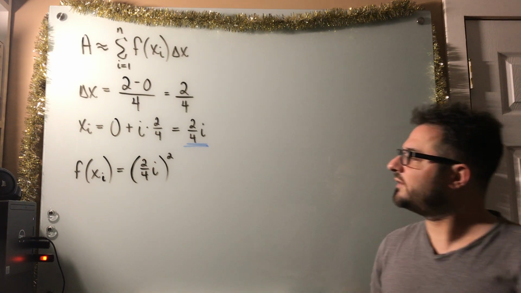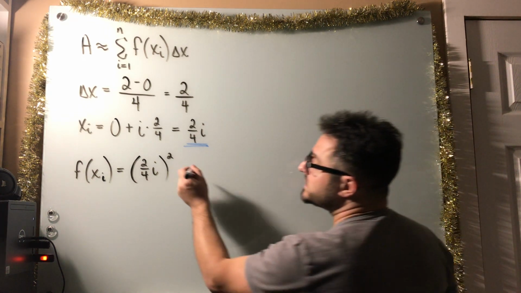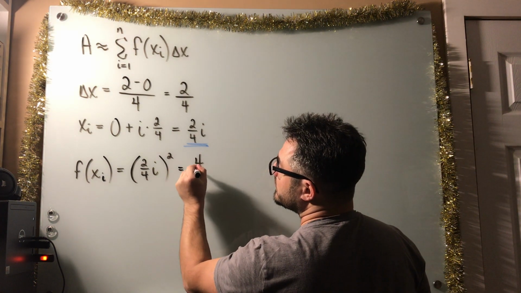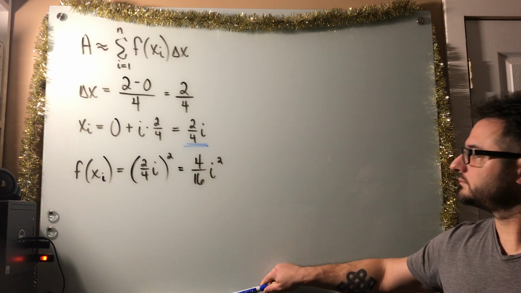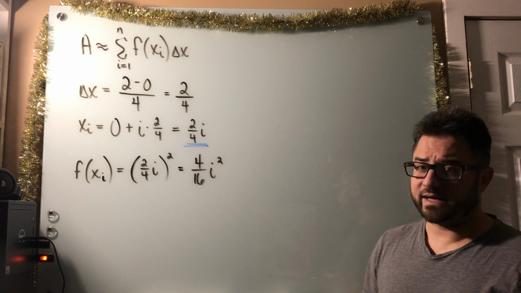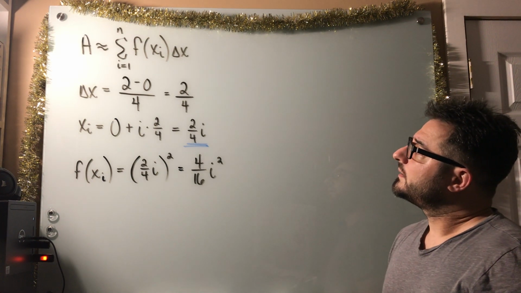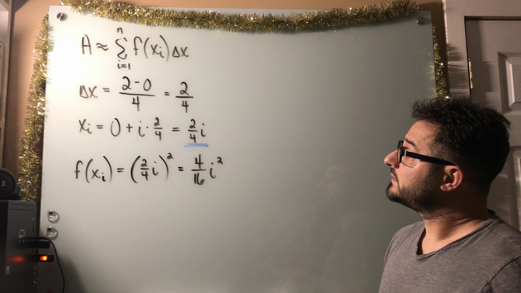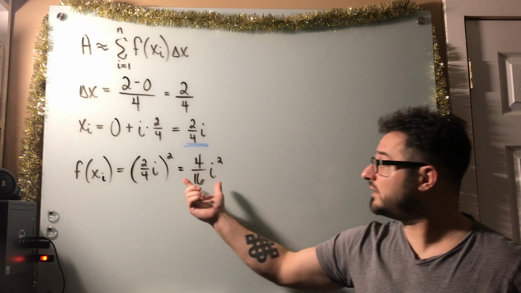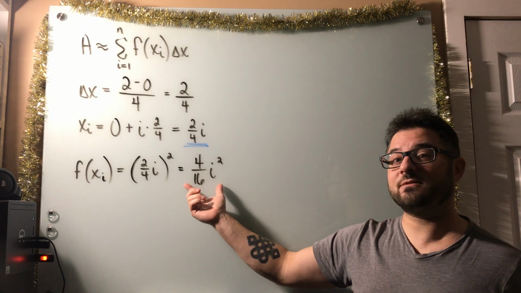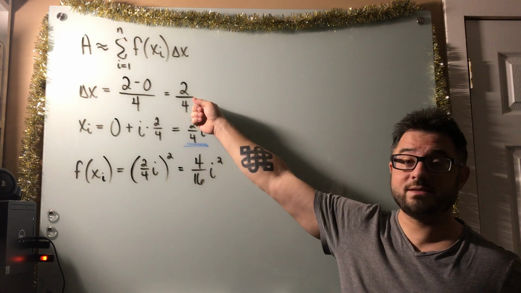Hold on. So f of x sub i is equal to 2/4 i squared, which is then 4/16 i squared. Again, I'm purposefully leaving this unsimplified for the moment. Now, we've got the pieces we need. We have a formula where all we need to know is the value of i. All we need to know is which subinterval we're on, and this will be the height of that rectangle. And this is the width.